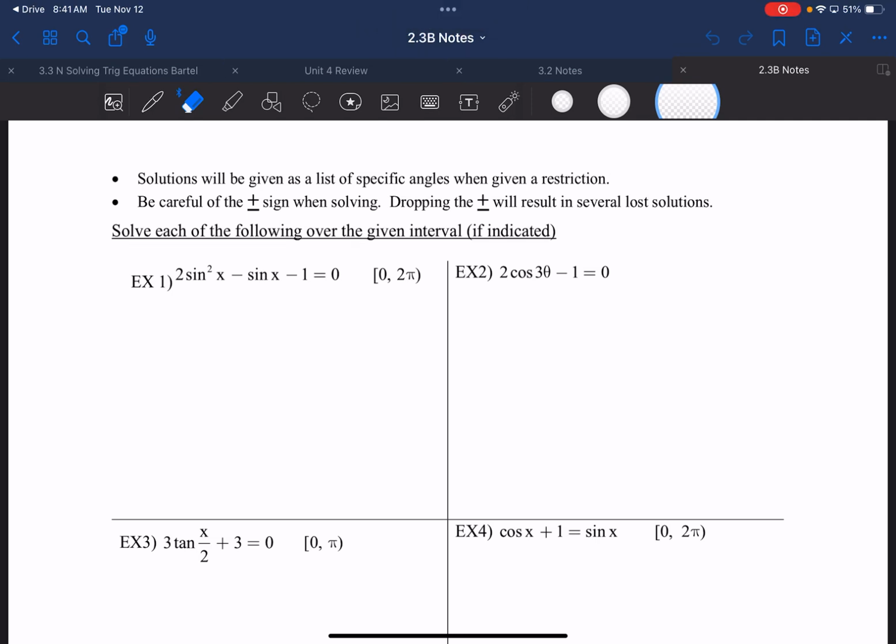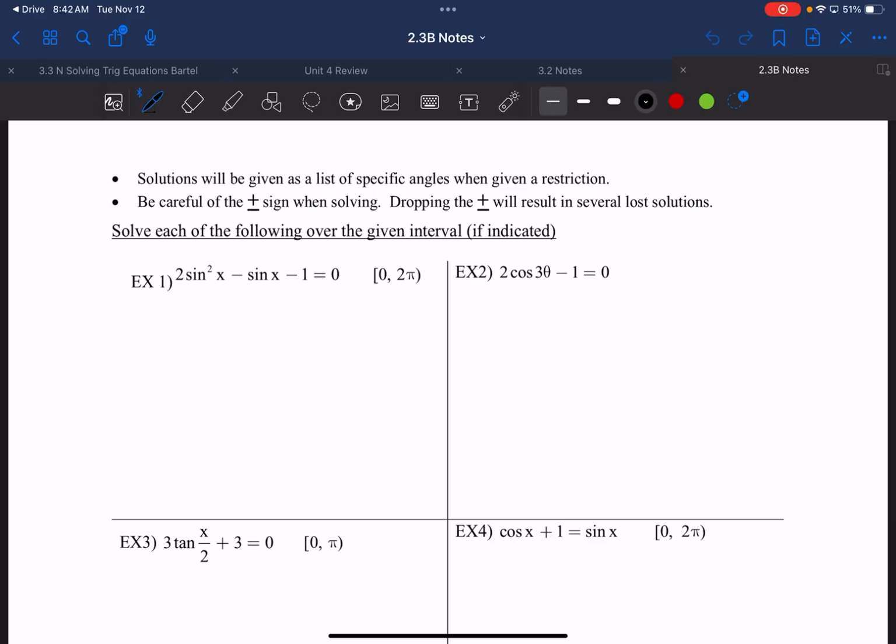Solutions will be given as a list of specific angles when there is a restriction. You give me a specific list, right? It's not plus or minus if there's a restriction. And don't forget, if you take a square root, consider plus and minus. If you drop that plus minus, you're eliminating some of the potential answers. You're losing solutions if you don't consider the plus minus.